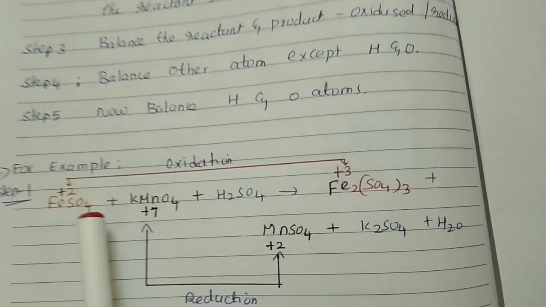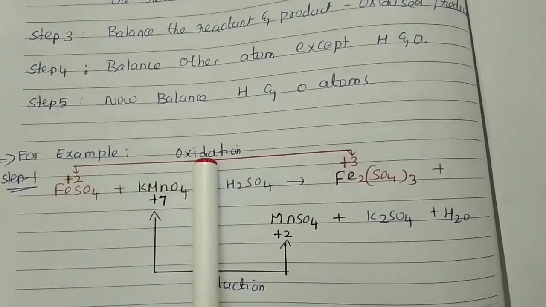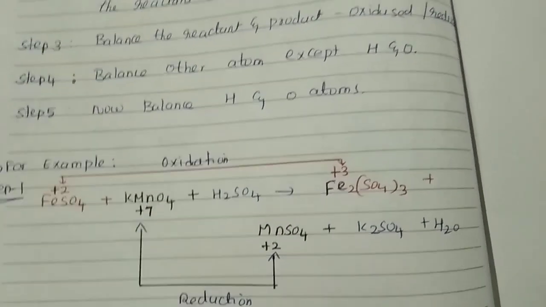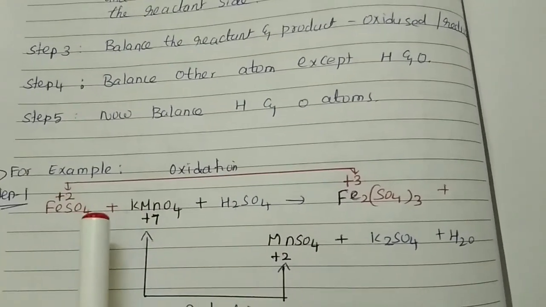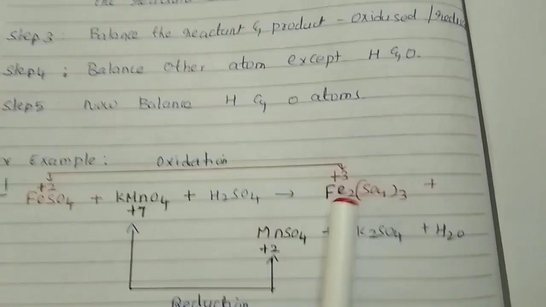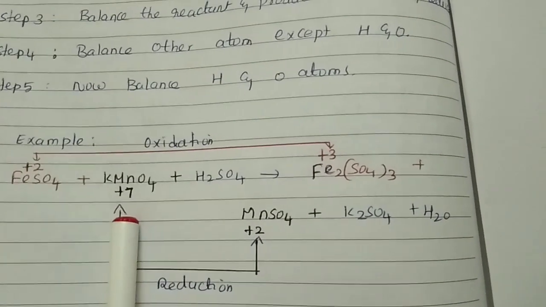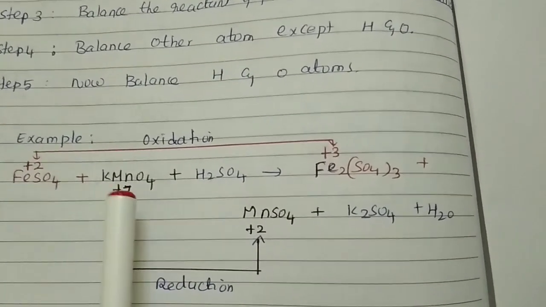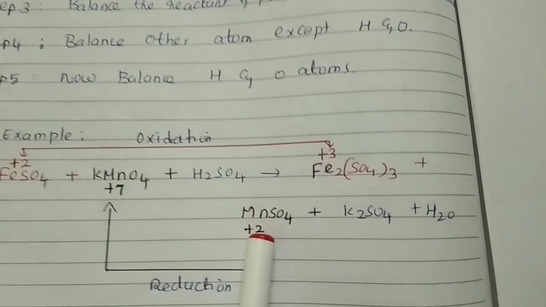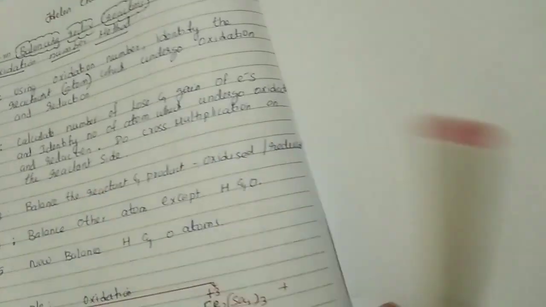So manganese changes from +7 oxidation state to +2 oxidation state by gaining 5 electrons. Okay. So step 1 is what? Here iron undergoes oxidation reaction, manganese undergoes reduction reaction. Iron changes from +2 oxidation state to +3 oxidation state. Manganese changes from +7 oxidation state to +2 oxidation state. Okay, that is step 1.